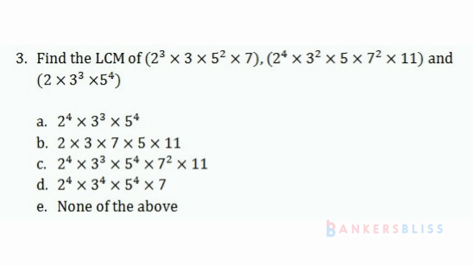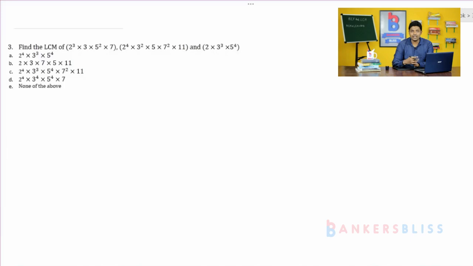2 power 4 into 3 square into 5 into 7 square into 11 is a number, and 2 into 3 cube into 5 power 4 is a number. So I have to calculate the LCM for these three numbers. Okay. So least common multiple. The multiple should be divisible by all the three numbers.